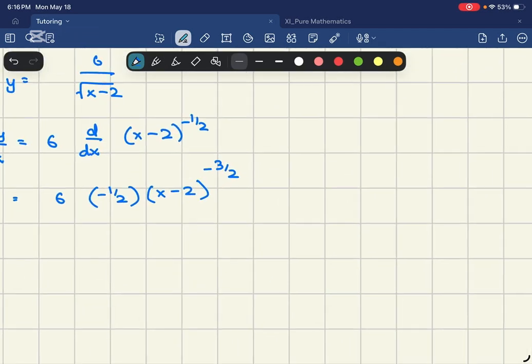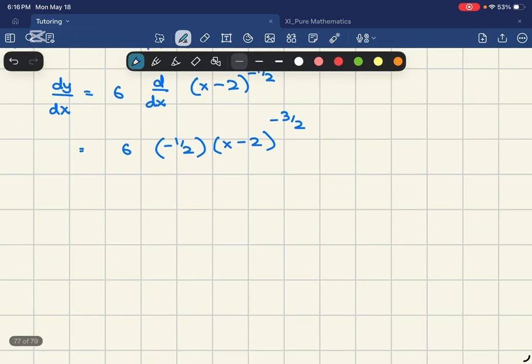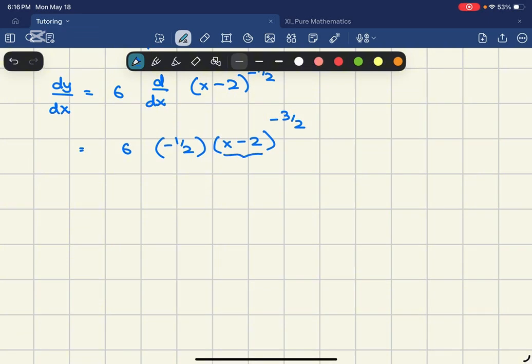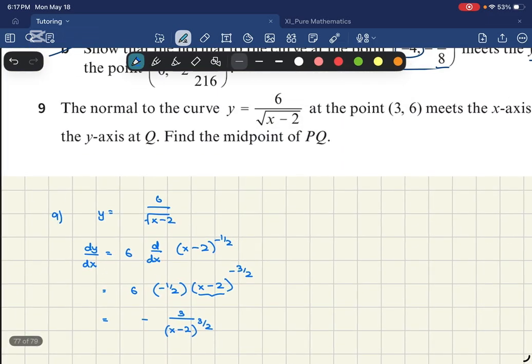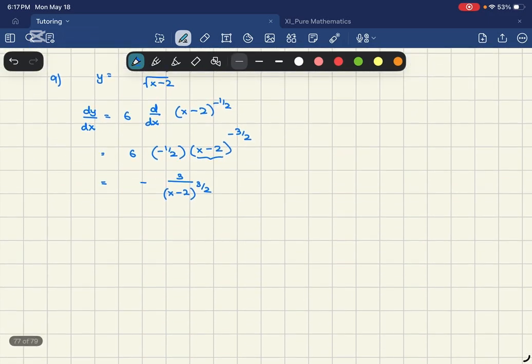Yeah, negative 3 by 2. And this is not x, so if I differentiate it again, I'm going to get 1. And times 1, basically it's going to be the same thing. So I have minus 3 divided by x minus 2 to the power 3 over 2. This is my final expression here, I believe. Alright, so now we can substitute x is equal to 3, right? We need to find this at x is equal to 3. So negative 3 divided by 3 minus 2, this is going to give me 1.